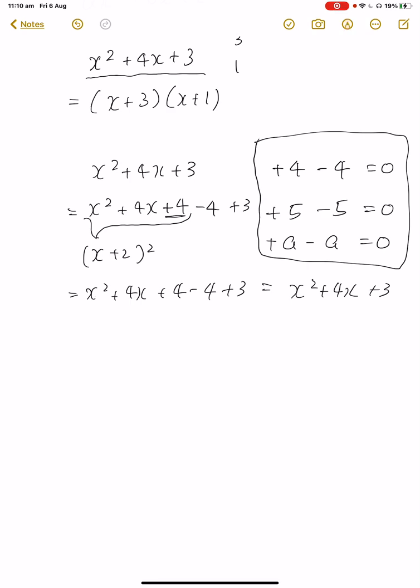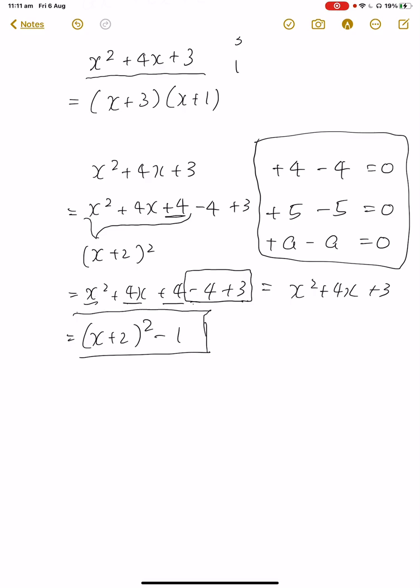So now, if we continue on, x plus 2 all squared, and then we've used up all of these, so now only these are left. So what's that? Minus 4 plus 3, or 3 minus 4, that would be minus 1, and then there you go. You've got your completed square.